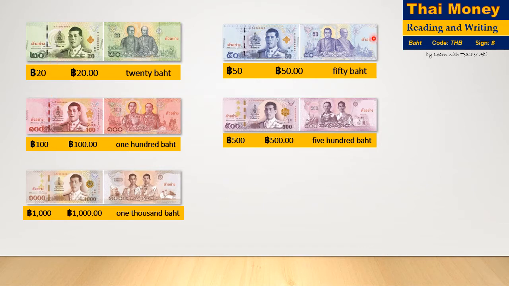Okay, let's learn more about Thai money. When you are writing money, do not just write the number. It's very important to write the symbol. This is the symbol of baht: a letter B with a vertical line. This can be read as 20 baht. When you write it in words, it's 20 baht. This is how you write it in words, and this one in symbols.